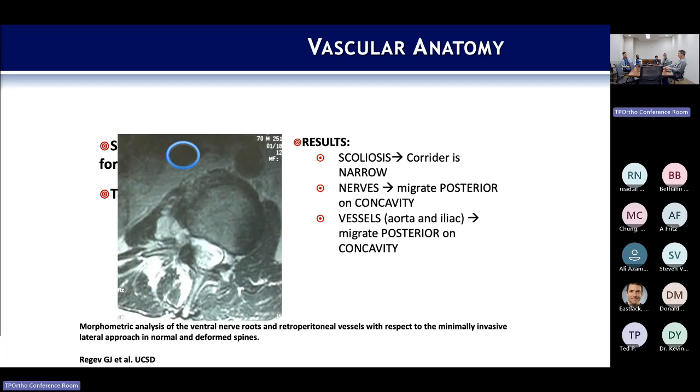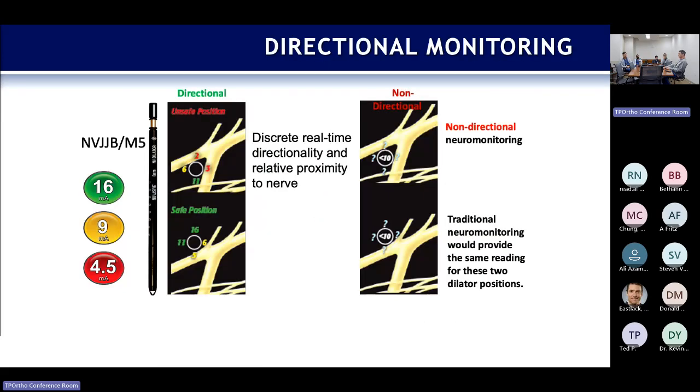Again, this is that Regev article looking at vascular structures, and you can see the rotation and how that affects the neural anatomy, how it's rotating.